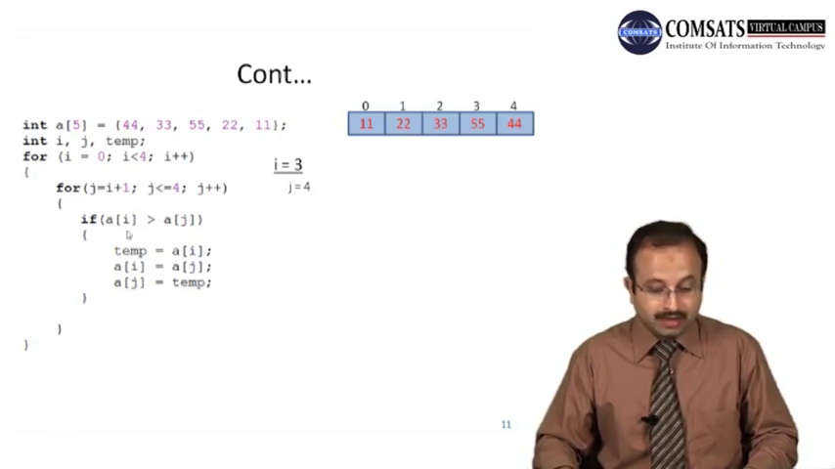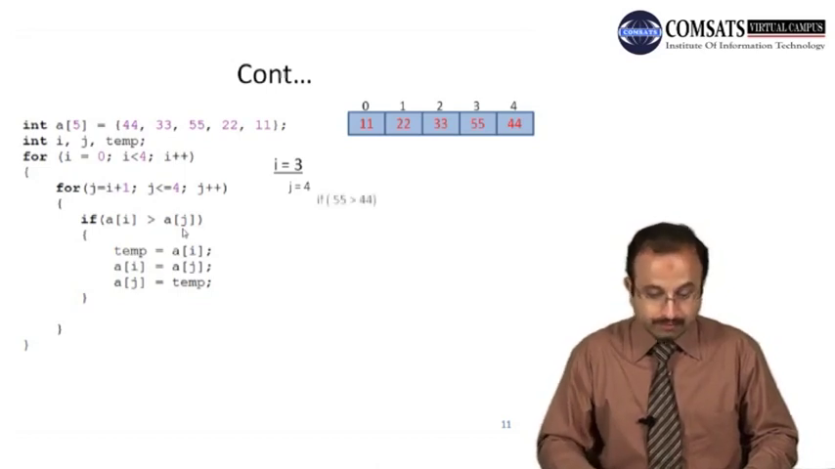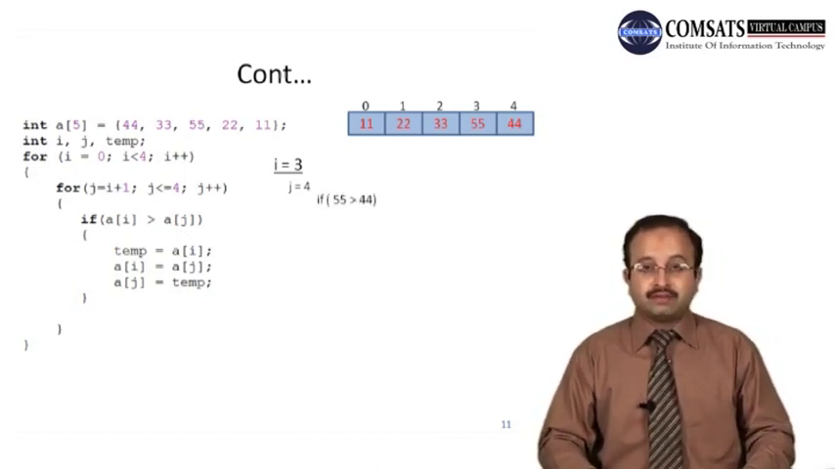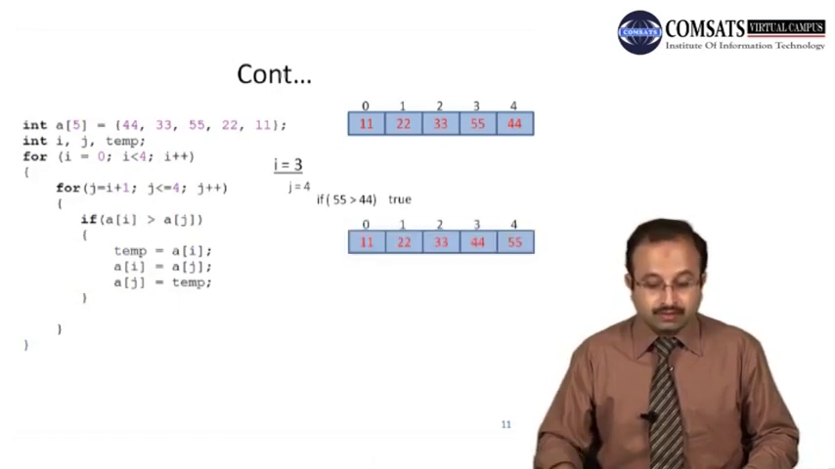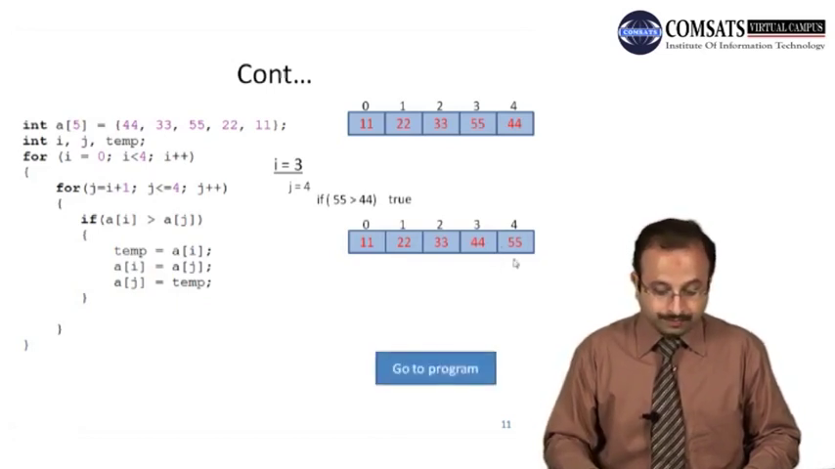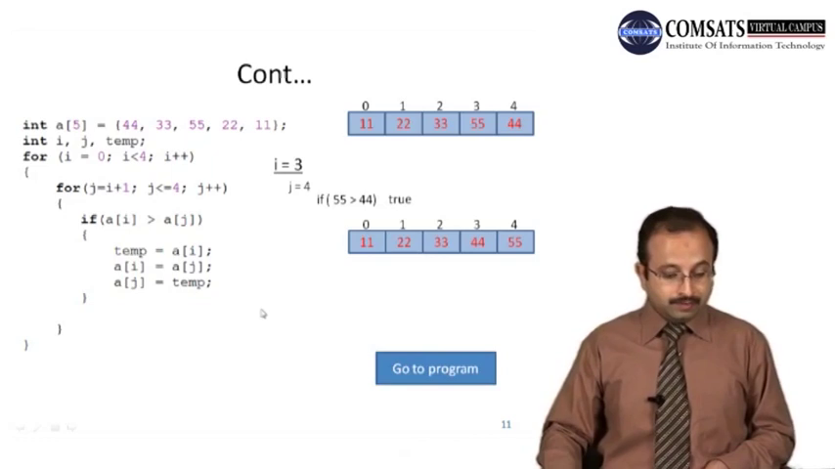It will compare the element at the third index and the element at the fourth index, that is, it compares the 55 with 44. 55 is greater than 44, the condition is true, and it has to perform the swapping, that is, it interchanges the value at the third index and the value at the fourth index. So when these values are interchanged, the array will look like this. So this is the end of the program.